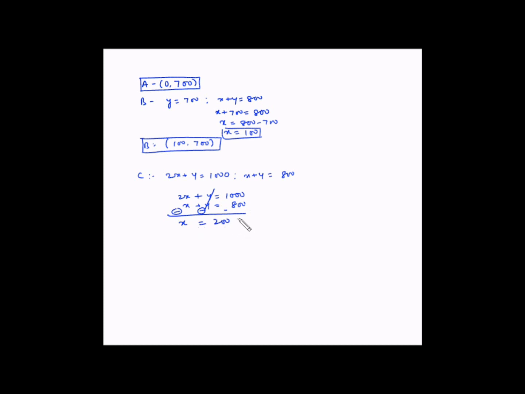So x is 200. Now if we put x is 200 in this equation, we get 200 plus y is equal to 800. y is equal to 800 minus 200, which is 600. So for C, the coordinates become 200 and 600.